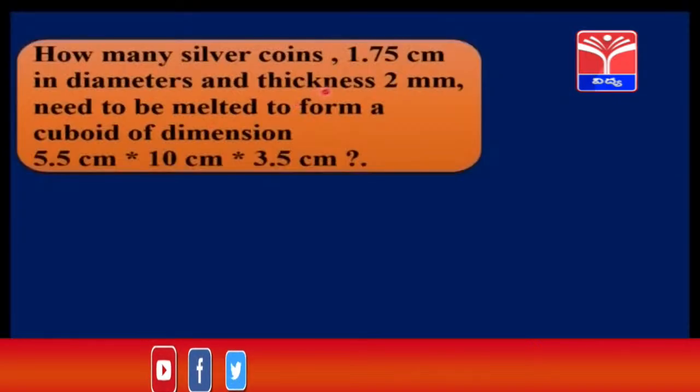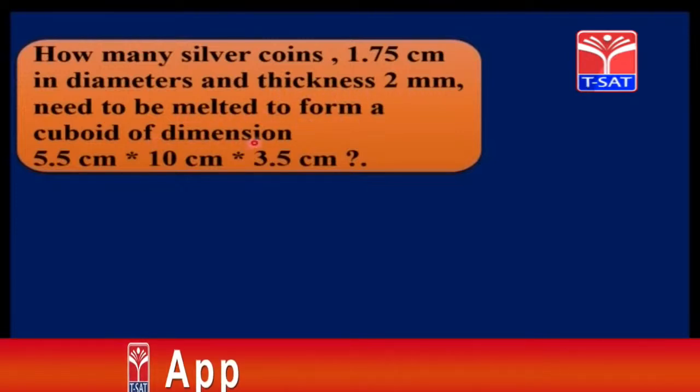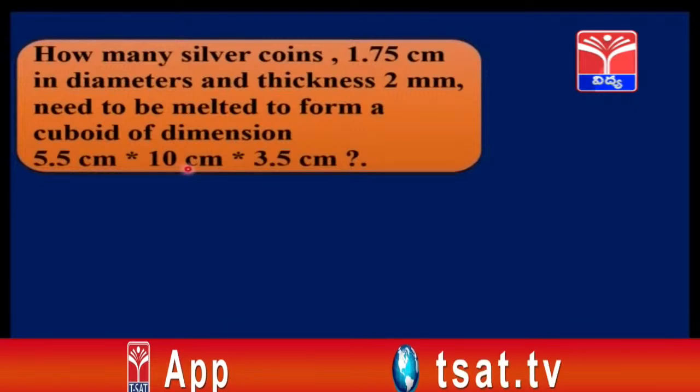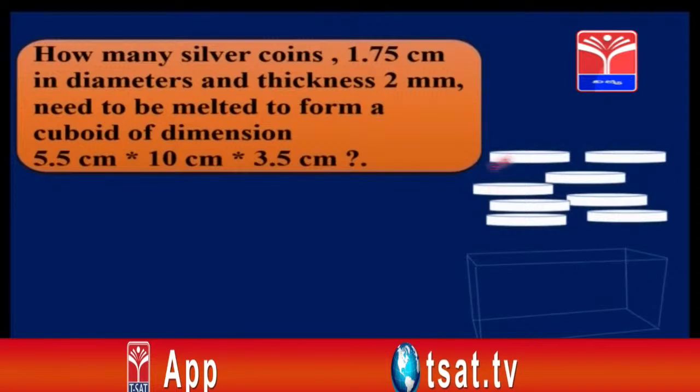Now how many silver coins? 1.75 centimeter is the diameter and the thickness is 2 millimeter. Need to melt it to form a cuboid of dimensions 5.5 centimeter, 10 centimeter, 3.5 centimeter. Now children, these are the silver coins.